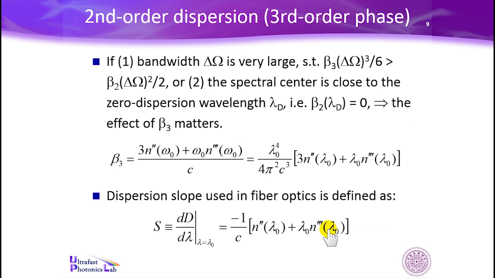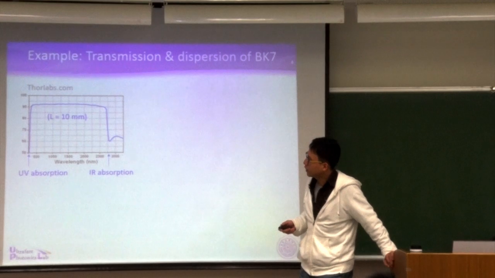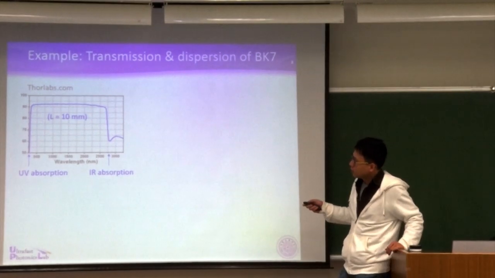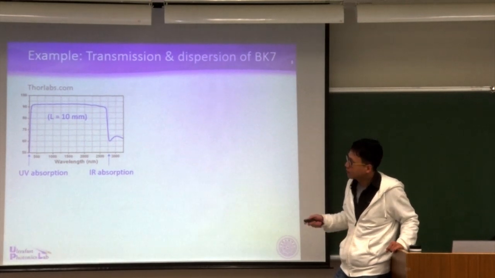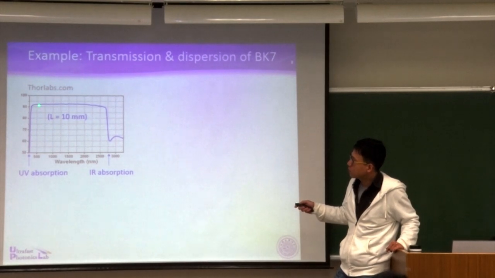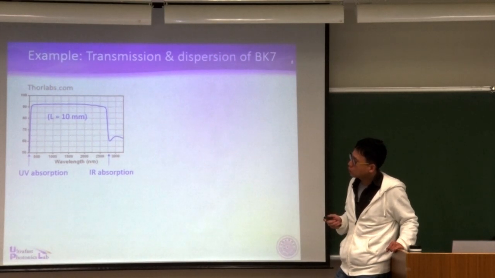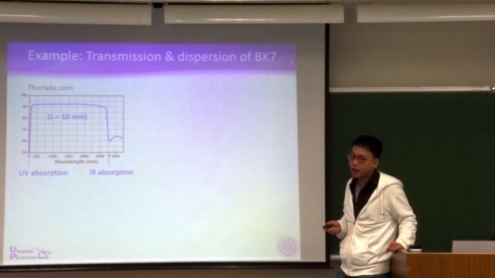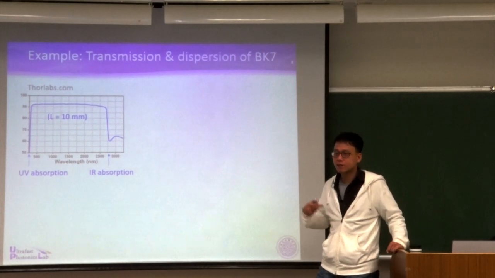Okay, another example. Transmission and dispersion of BK7 glass. So this is the transmission spectrum I retrieved from the website of Solabs, a company selling optics. Okay. So you can see for a piece of BK7 glass of 10 millimeter thickness, the transmission spectrum is pretty flat and high over this region, okay? And you can see clear UV absorption here, about 320 nanometers, okay? Another infrared absorption here around maybe 2800 nanometers. Between them, you got a flat transparent region.